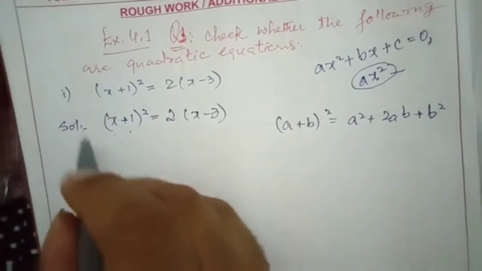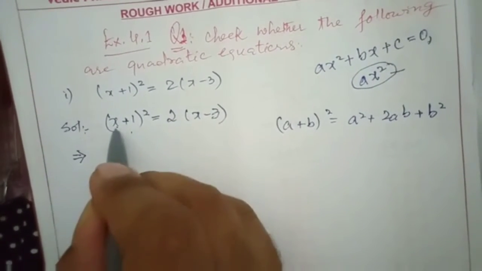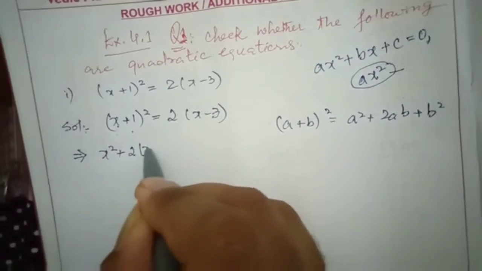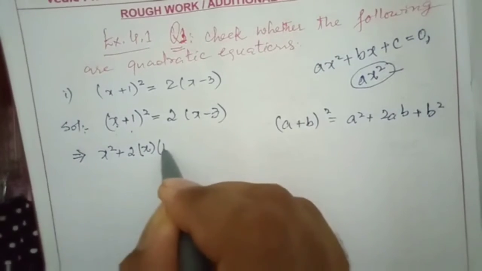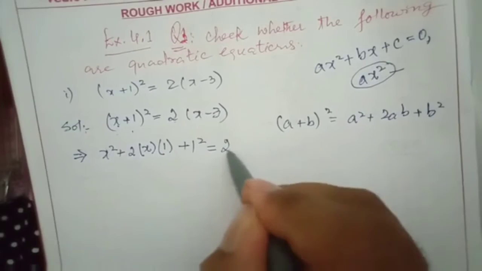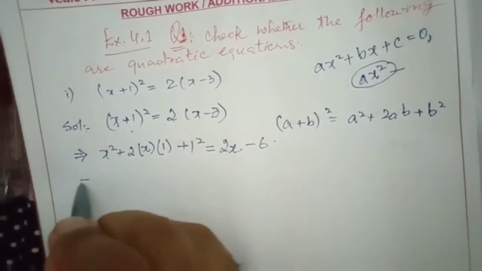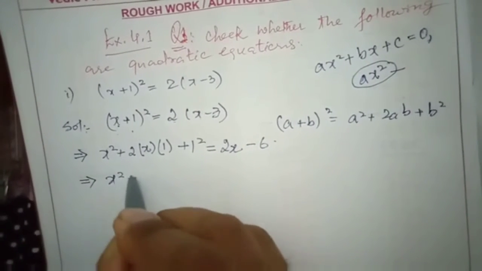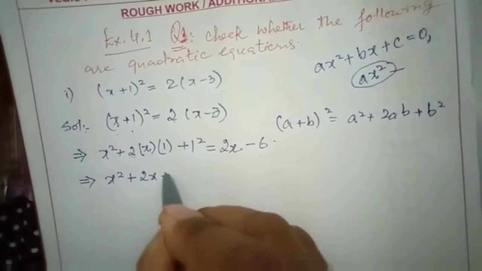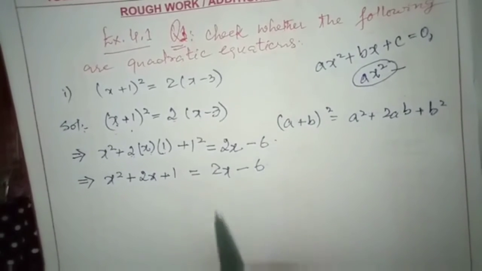So x plus 1 whole square, we can write a square, in place of a it's x, so I can write x square plus 2, in place of a x, in place of b 1, plus 1 square, is equal to 2 into x is 2x, 2 into minus 3 is minus 6. So x square plus 2 into x into 1, 2 into 1 is 2, it's 2x plus 1 is equal to 2x minus 6.